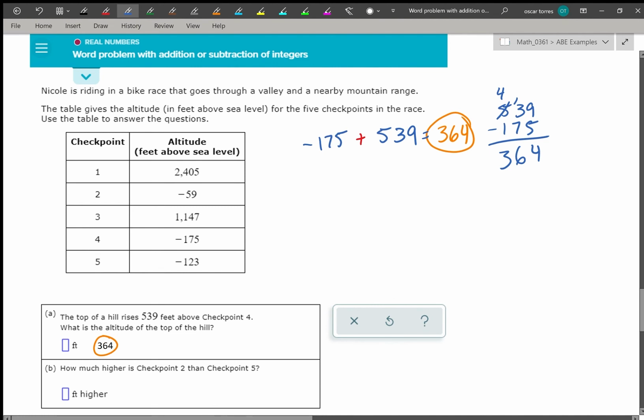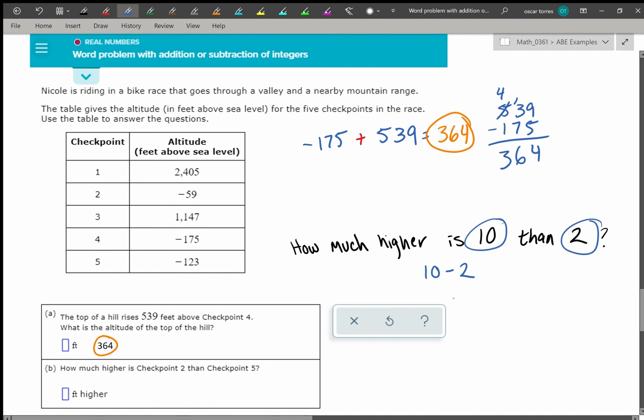Part B asks us how much higher is checkpoint 2 than checkpoint 5. If we consider the example from some of the previous problems, it would look like this. How much higher is 2 than 10? But as a statement, this doesn't make any sense, because 2 is not higher than 10. So we can think of it this way, as how much higher is 10 than 2? If we do that, our setup to turn this into a mathematical expression would be taking 10 and subtracting 2. In other words, the order of these numbers would be exactly the same in our expression, because 10 minus 2 should be an 8.